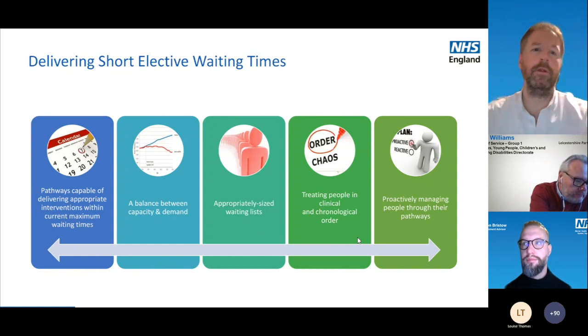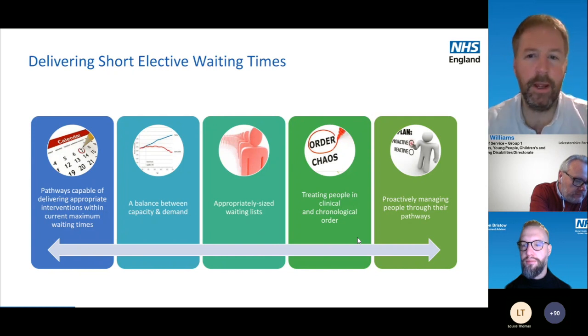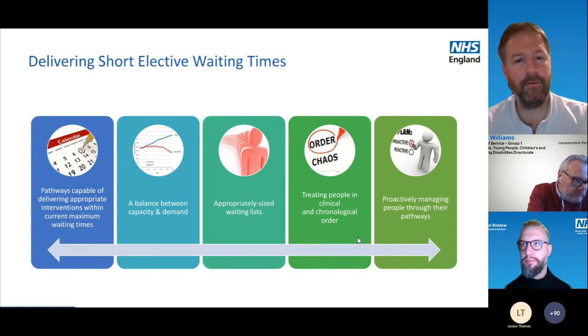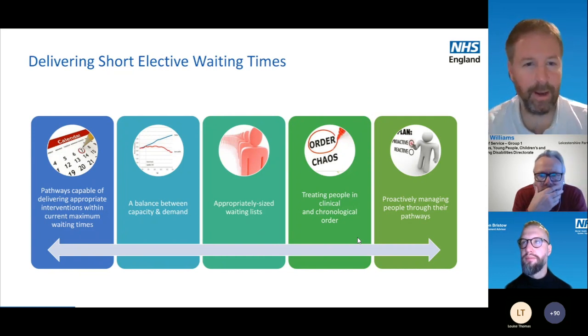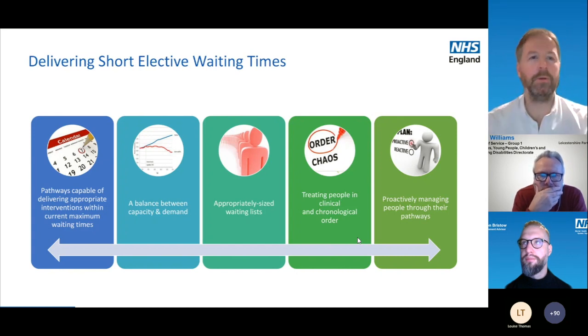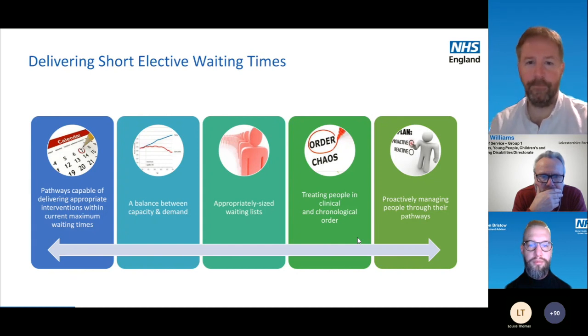Obviously, Simon talked to us about patient flow in general in December, and now we're at the other end of this spectrum, looking at making sure that we treat people in the right order and that we proactively manage people through their pathways. Next slide, please.